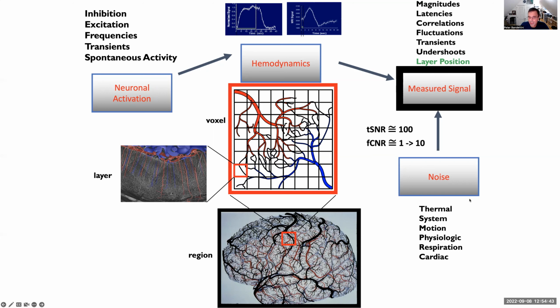And of course, we have to deal with noise and better understand it and model it. Thermal, system, motion, physiologic, cardiac, respiration. And a lot of this might be mixed with the neural signal in time and space. So it's truly challenging, and we haven't yet completely solved that.